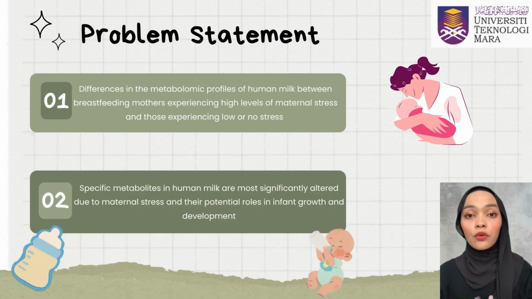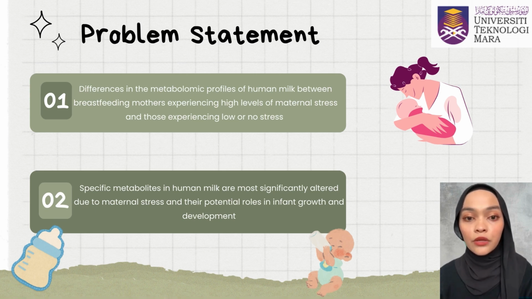In this slide, we will discuss the problem statement. The study aims to explore the difference in the metabolomic profile of human milk between mothers experiencing a high level of stress and those with low or no stress. The next problem statement is that the study seeks to identify which specific metabolites are most significantly altered due to maternal stress and to investigate their potential roles in infant growth and development.